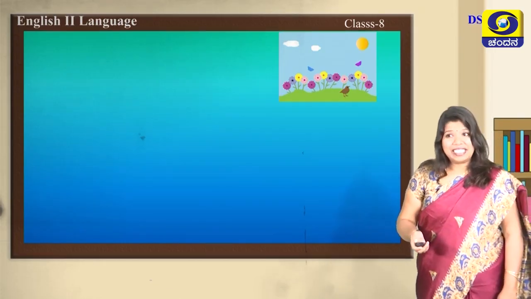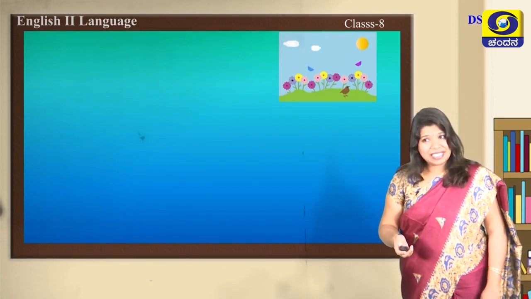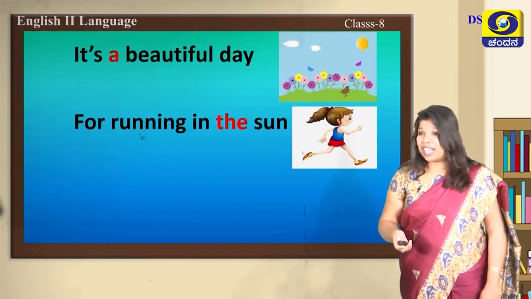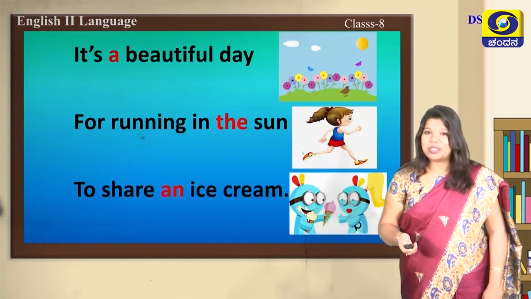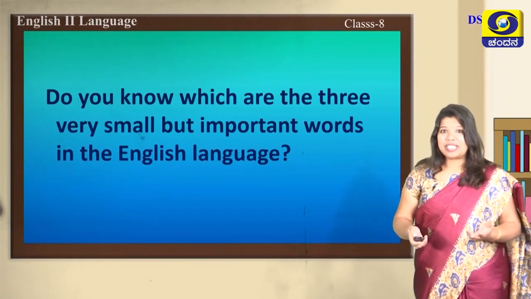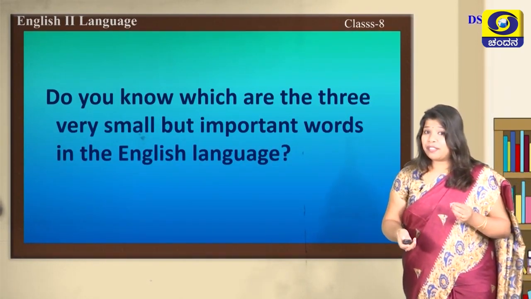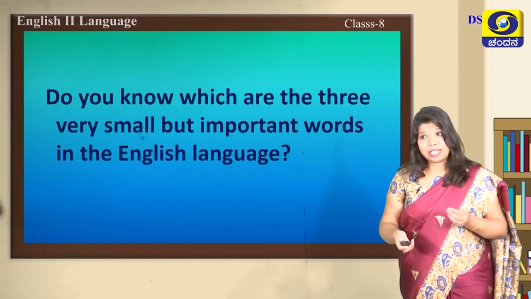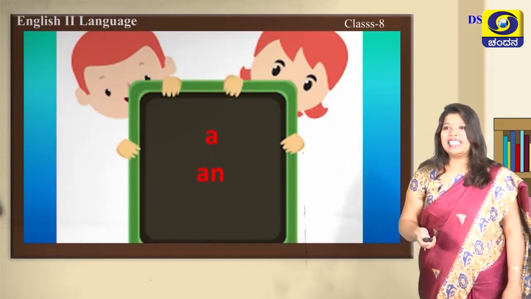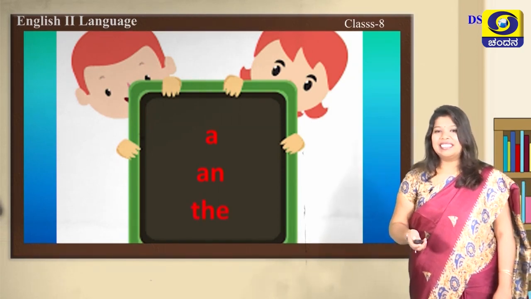Yes, indeed, it's a very beautiful day, isn't it children? Yes, it's a beautiful day for running in the sun and also to share an ice cream, right? Here, do you know children, which are the three very small but important words in English language? Yes, they are a, an and the.